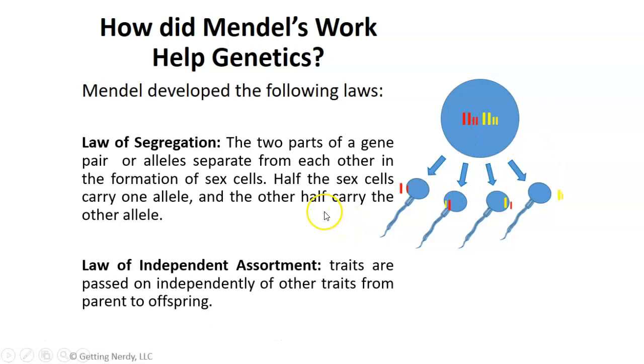And he also came up with a law of independent assortment that said traits are passed on independently of other traits from parent to offspring. So you might have your mom's hair color and your dad's ears, or your dad's nose, and your mom's eye color, and I don't know, you might have your dad's big feet or something. Okay, so these two laws, again, basically are explaining why there's so much genetic variation in a species.